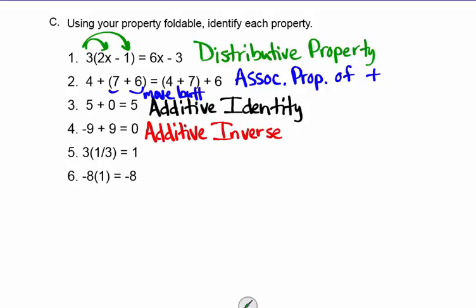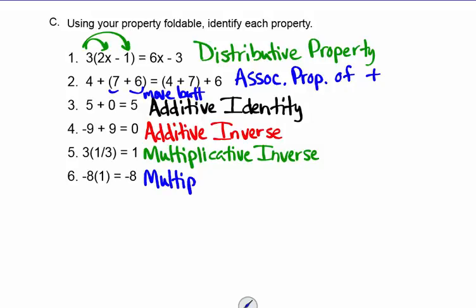Number 5, 3 times 1/3 equals 1. This is the multiplicative inverse. We multiply by the reciprocal. Number 6, negative 8 times 1 equals negative 8. This is the multiplicative identity.